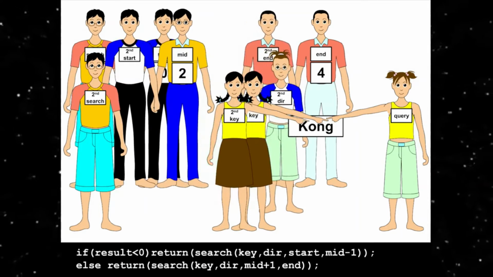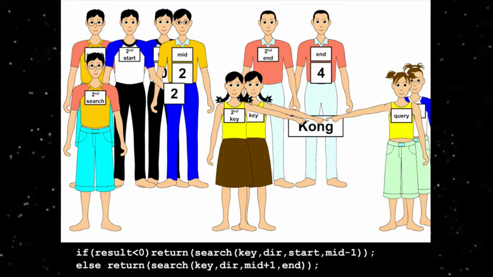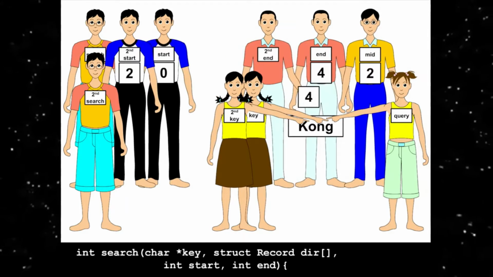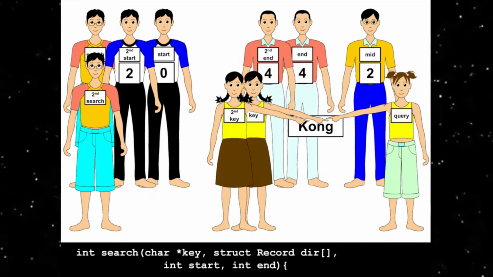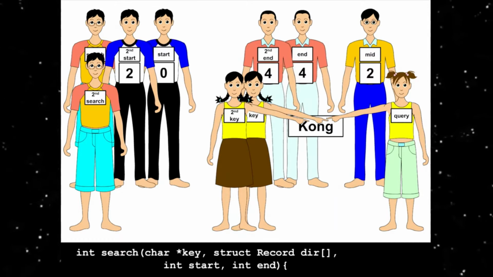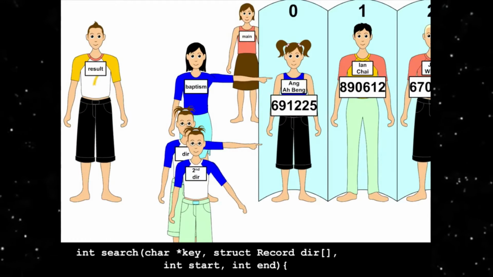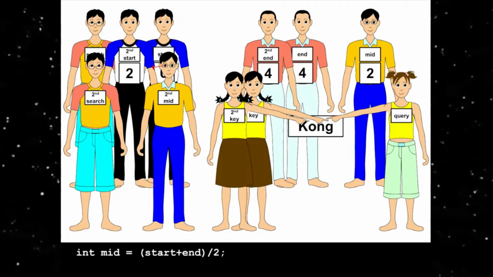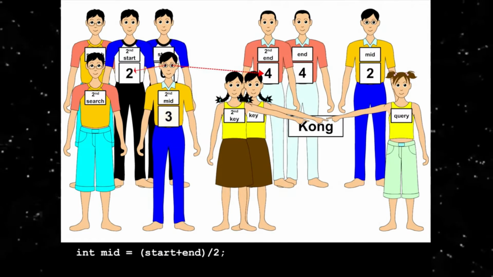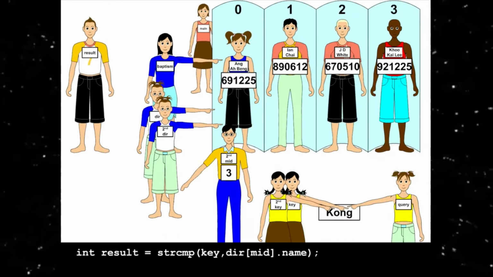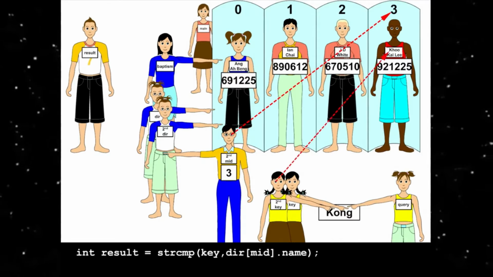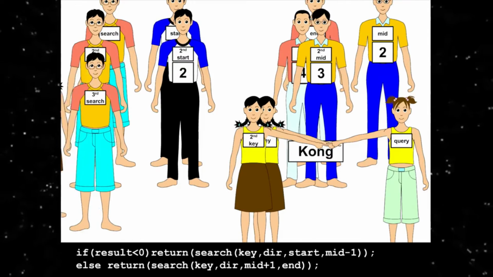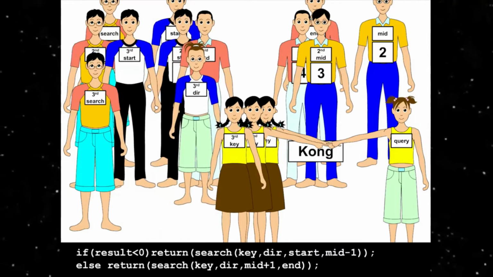This means that the new start is going to be mid, and the new end is the same as the old end. That is to say, start gets 2 and end gets 4. In the second bin search, the new key and dir have the same values as in the first bin search. Mid is equal to 2 plus 4 divided by 2, which is 3. So we compare the name Kong with the data in location mid, which is 3, and find that Ku Kai Lee is not the same as Kong. The result indicates that we should search the first half.